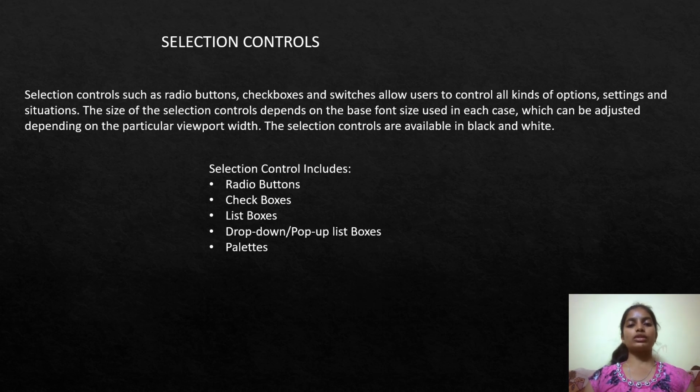So here the selection control is dependent on the font size used in each case in the different forms, and also the viewport width, and the controls can also be available in black and white. Selection controls include radio buttons, check boxes, list boxes, drop-down or pull-up list boxes, and palettes. We shall see them one by one in the next slide.